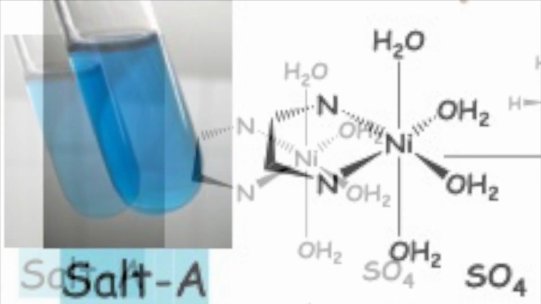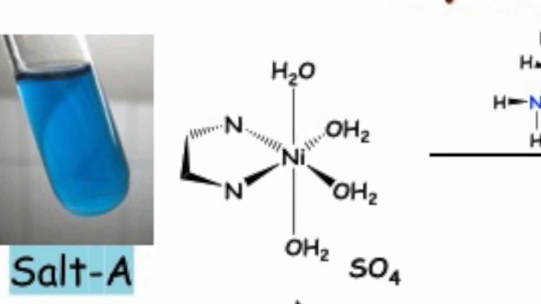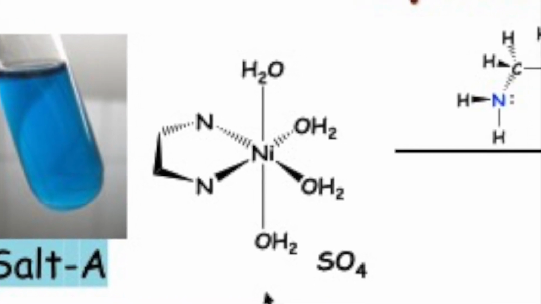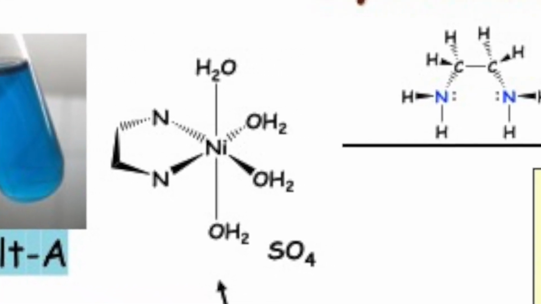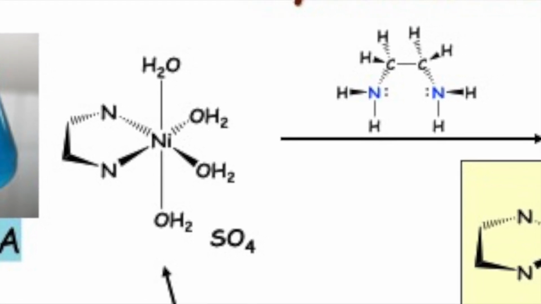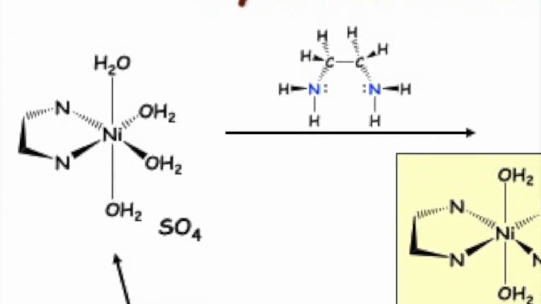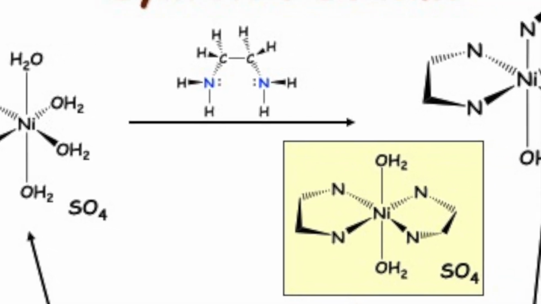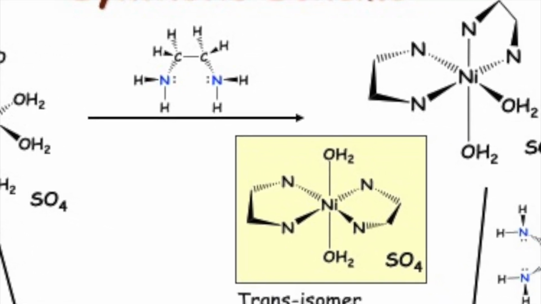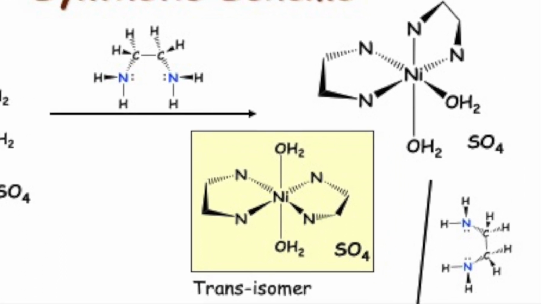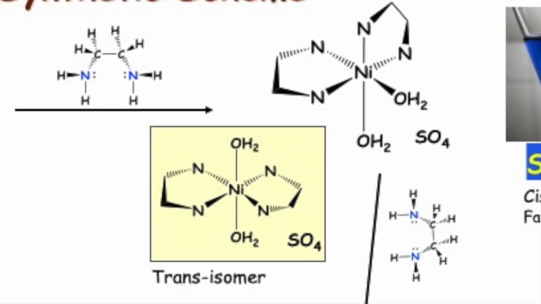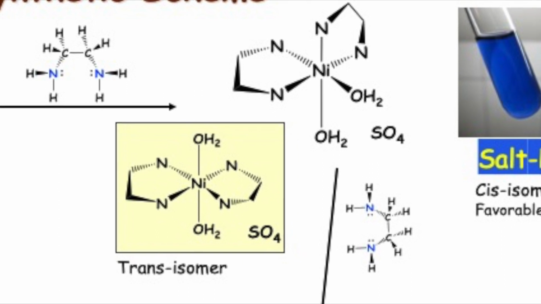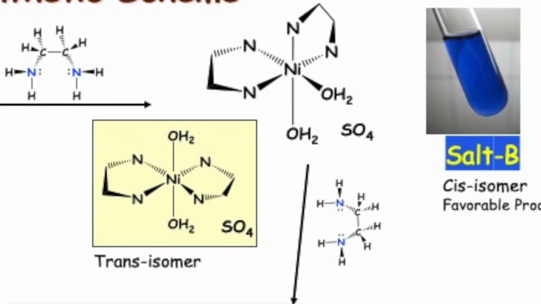Now, another synthesis will require us to take this nickel sulfate hexahydrate and add a little bit more ethylenediamine. So this arrow really is not this. This arrow is from here to here. And we get this salt, where 2 more water is removed and 1 ethylenediamine is replaced.